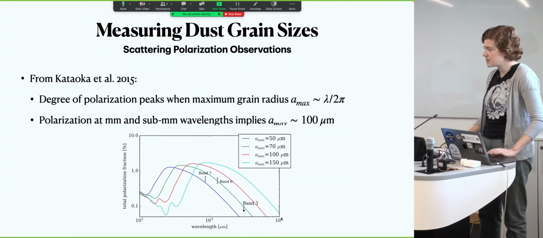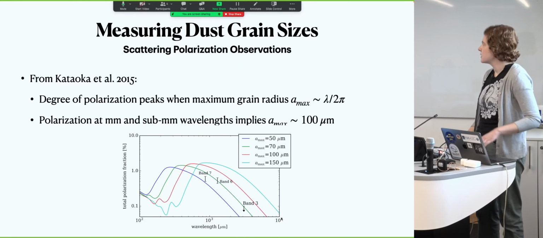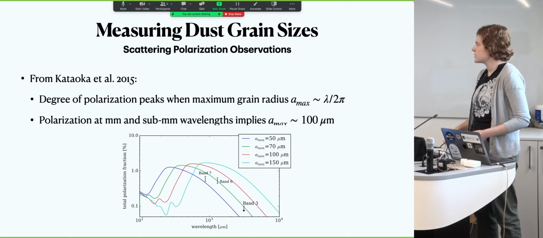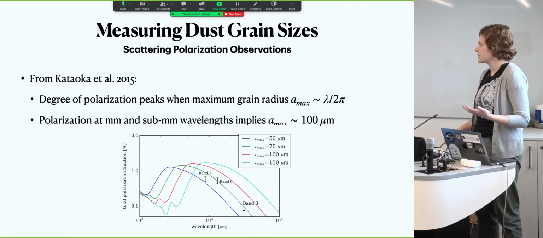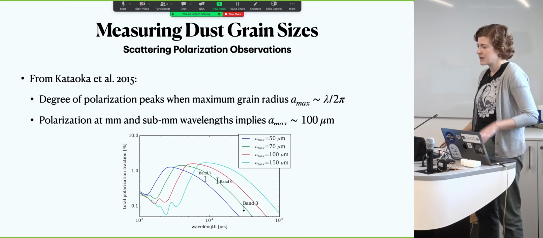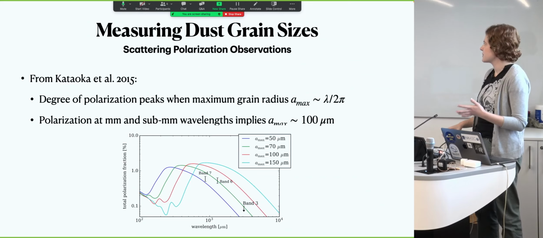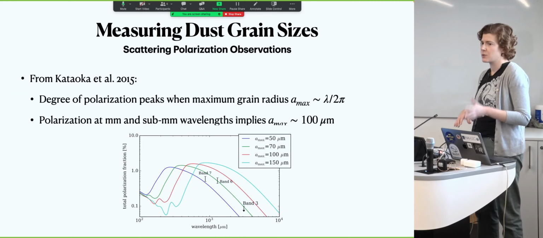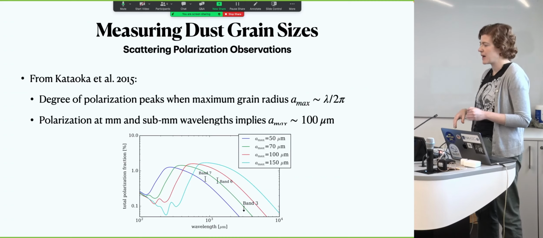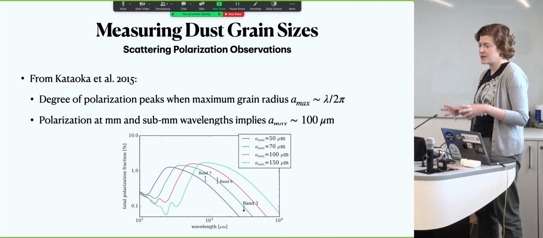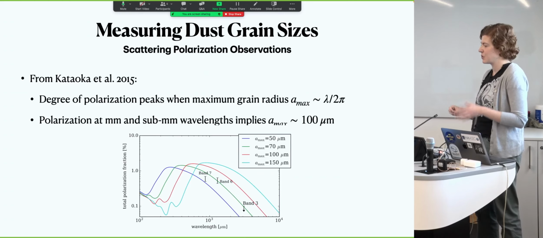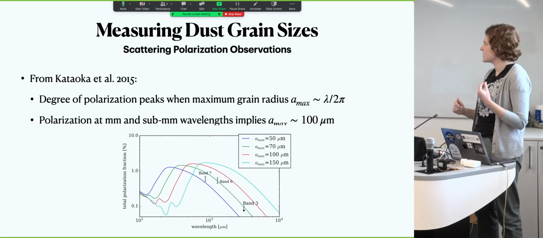Like I said, you can use these polarization observations to constrain the sizes of the dust grains in the disk. The polarization fraction peaks when the maximum dust grain radius is of order the observing wavelength over 2π. So the fact that we're seeing polarization at these millimeter and submillimeter wavelengths implies a maximum grain radius of about 100 microns.